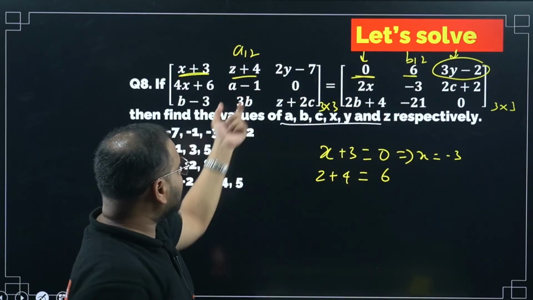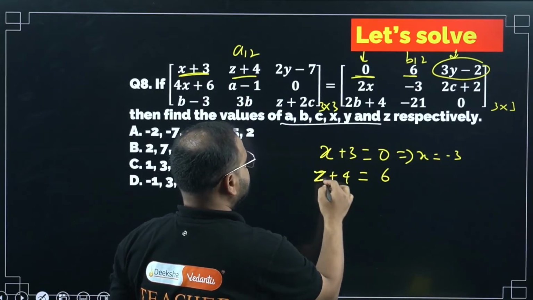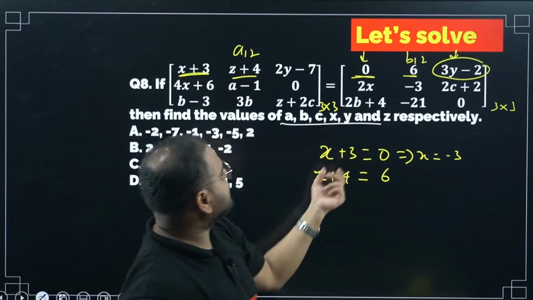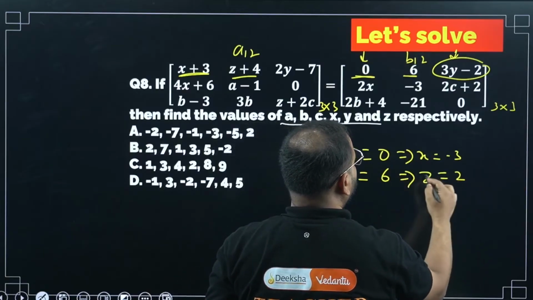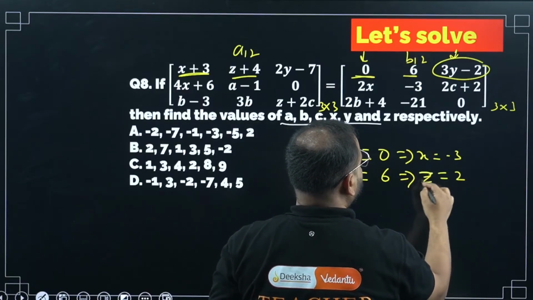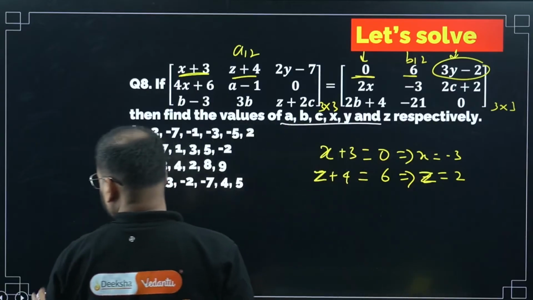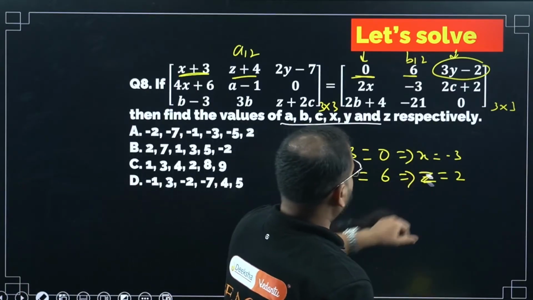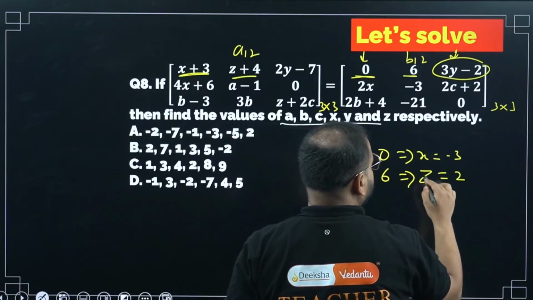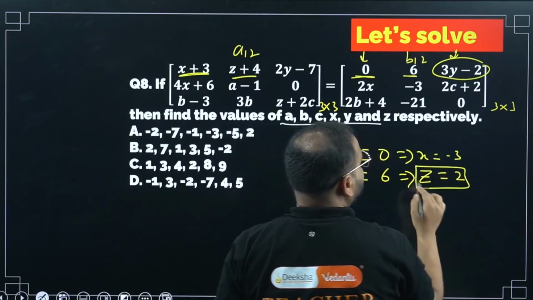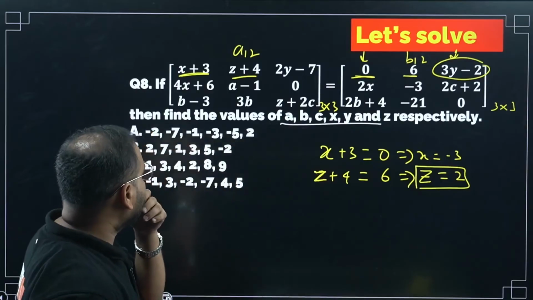So Z plus 4, this is my Z. Z plus 4 equal to 6. It means Z equal to 2. Z equal to 2. Okay, sir, just give me one more second. Z equal to 2. Okay, sir. What about next?